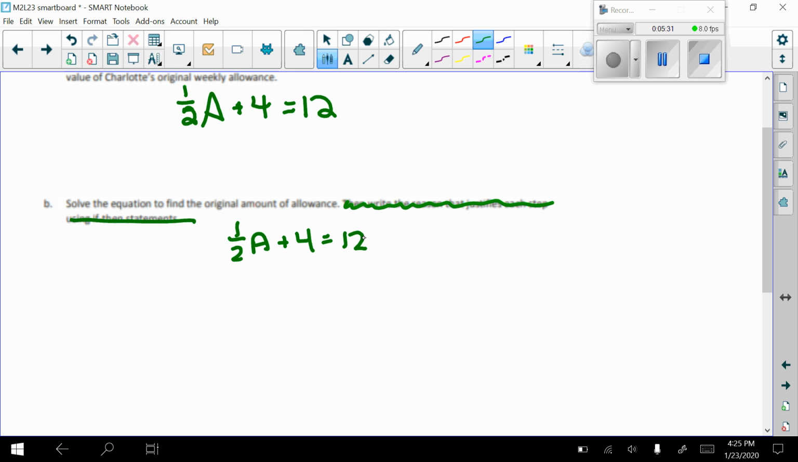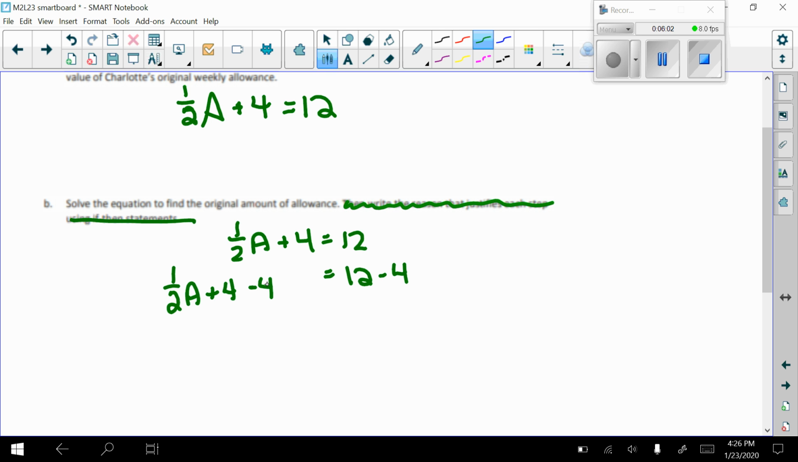Go through our steps. Is there anything on the left to combine or distribute? Nope. Is there anything on the right to combine or distribute? Nope. So then we undo our known value, undo our constant. So we have 1/2 of A plus 4. And how do I undo plus 4? I subtract 4. If I subtract 4 from the left, I have to subtract 4 from the right.